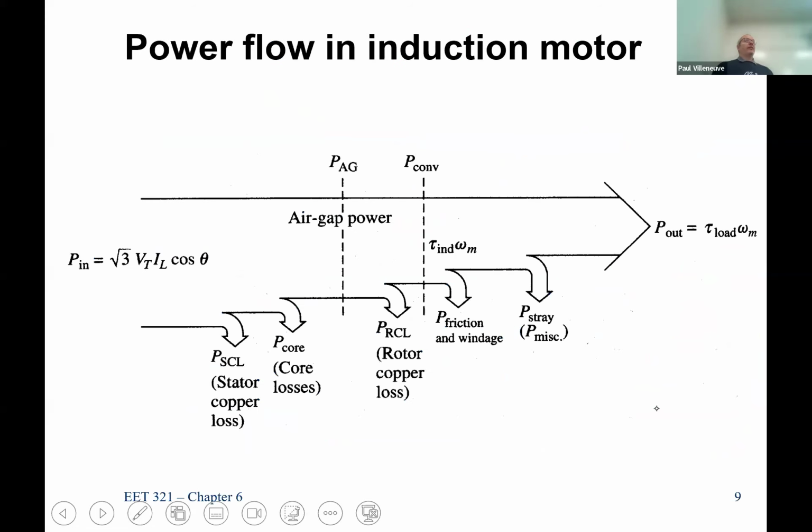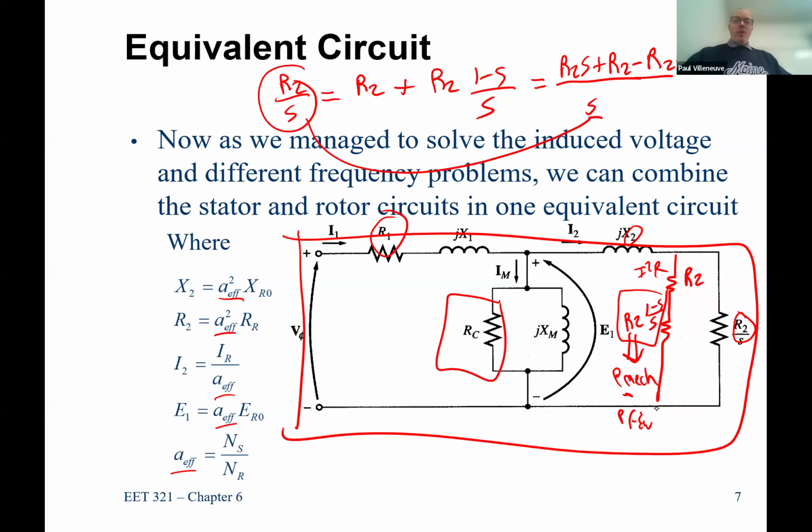And here's our diagram. Here's our input power, square root of 3 V I cosine theta, right? Which is the same thing as saying S equals V I conjugate and then pulling the real part out. Now I drop out my stator copper loss. I drop out my core losses. And at this point, all the power that I need to consume in the stator circuit has been consumed.